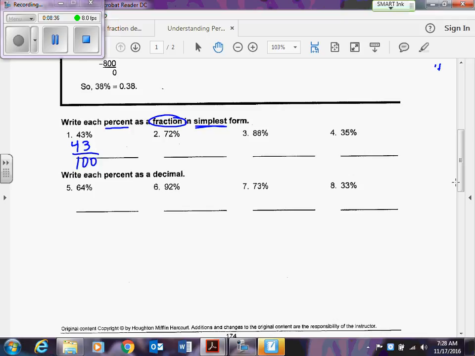All right, number 2, 72%. 72 out of 100. Now I see that 72 is even, so I'm going to divide by 2 on both of them. 72 divided by 2 is 36. 100 divided by 2 is 50. I still see that they're both even, so I'm going to divide by 2 again. Divide by 2, divide by 2, and I get 18 over 25, and that's my stopping point.